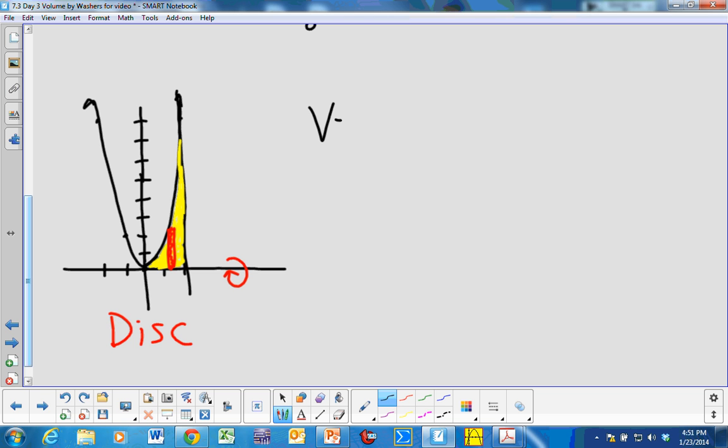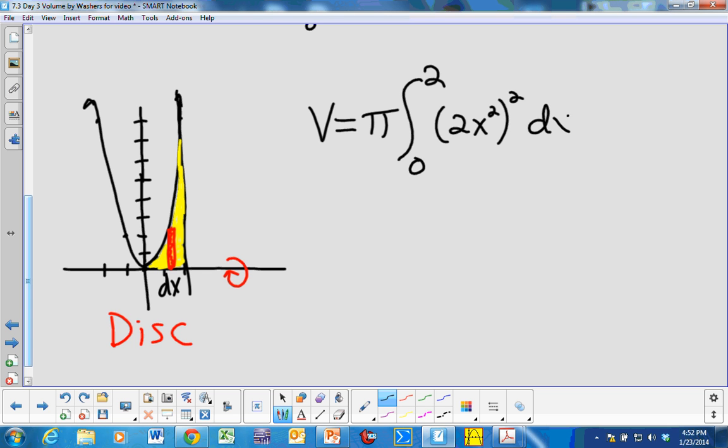So here all we need is the volume equals pi r squared. And we're integrating, the width here is delta x, so we need the x values, so that's 0 to 2. And this time the height of the rectangle is just the function, which is 2x squared, and then it's radius squared, so it's 2x squared, whole thing squared, dx, and that's it.